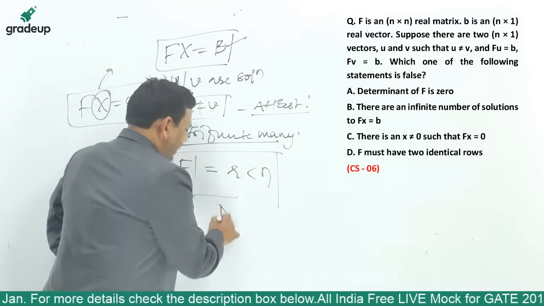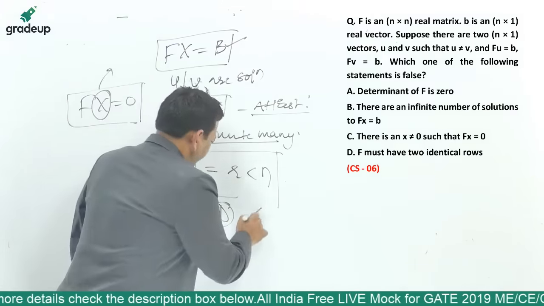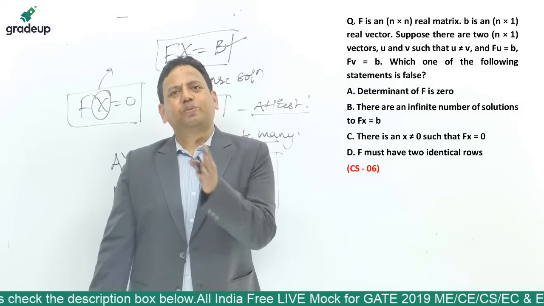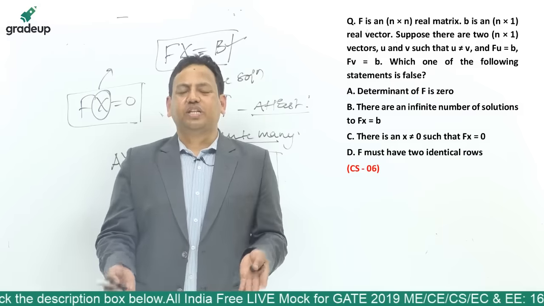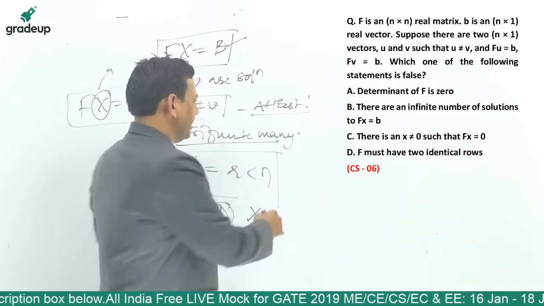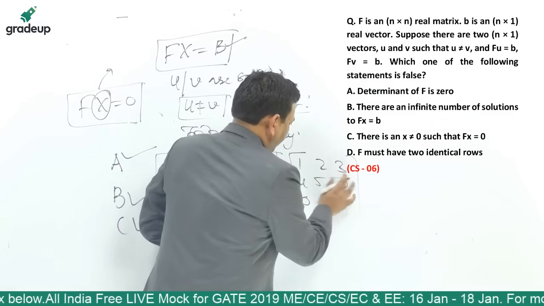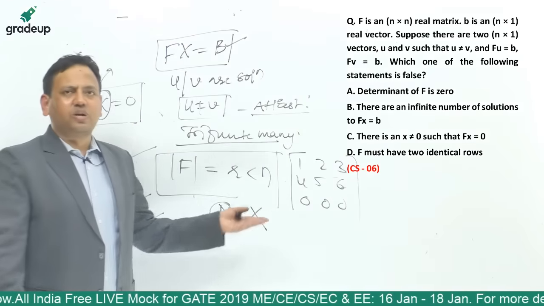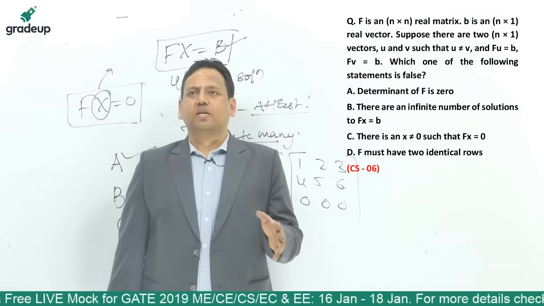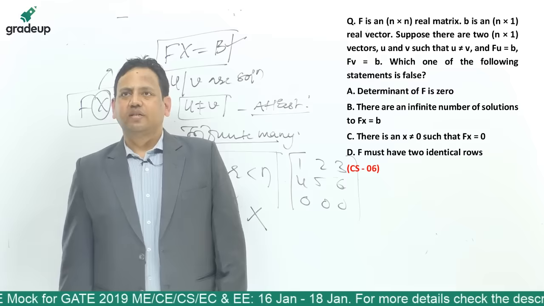Now they are saying D, f must have two identical rows. Now this is a wrong statement. Is it necessary that two rows should be identical for determinant to equal 0? There are so many cases. If the rows are not identical but the determinant is 0. Now take this one. We are saying 1, 2, 3, 4, 5, 6, but the third row 0, 0, 0. Now the determinant is 0 but the rows are not identical. Okay, so D is the wrong answer. This is a very good question. Okay. So D is the wrong answer.